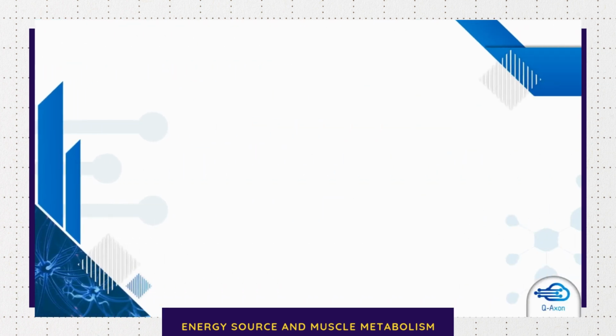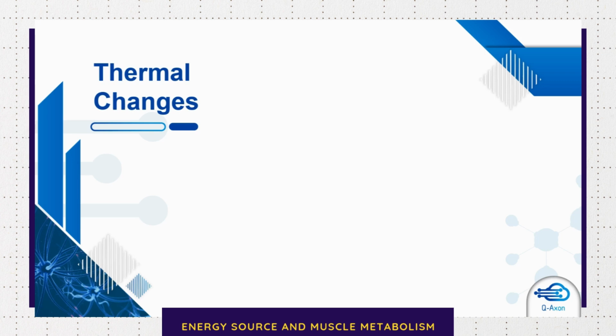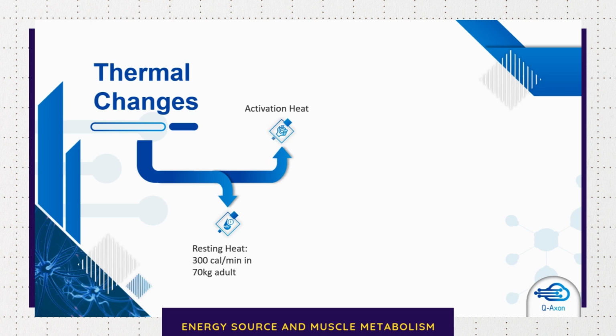During muscle contraction, heat is generated in the muscle, and this can actually be measured with the help of an instrument called thermopile. So let's study the thermal changes that accompany muscle contraction. Now, even at rest, a small quantity of heat is generated by the muscle, and this is about 300 calories per minute in an average adult. Now, once the muscle starts to contract, there is a rapid generation of heat, and that is called activation heat. Then the muscle shortens and the heat generated is in a slower manner, and this is called the shortening heat.